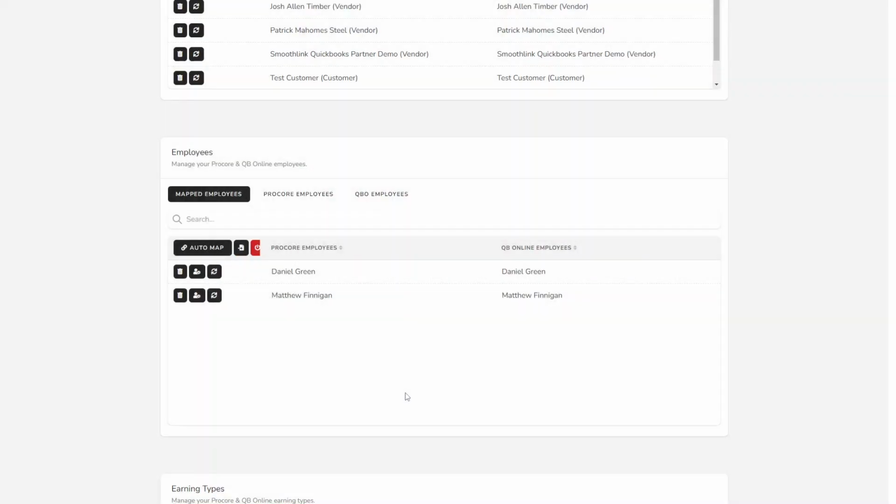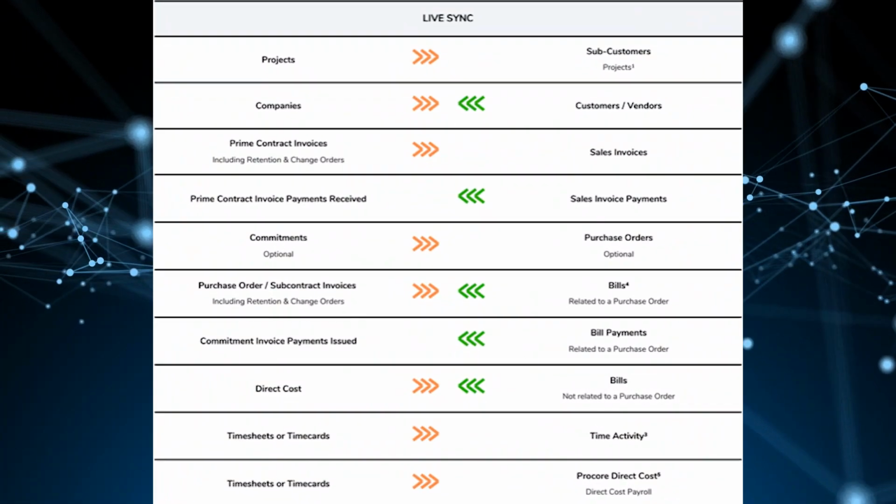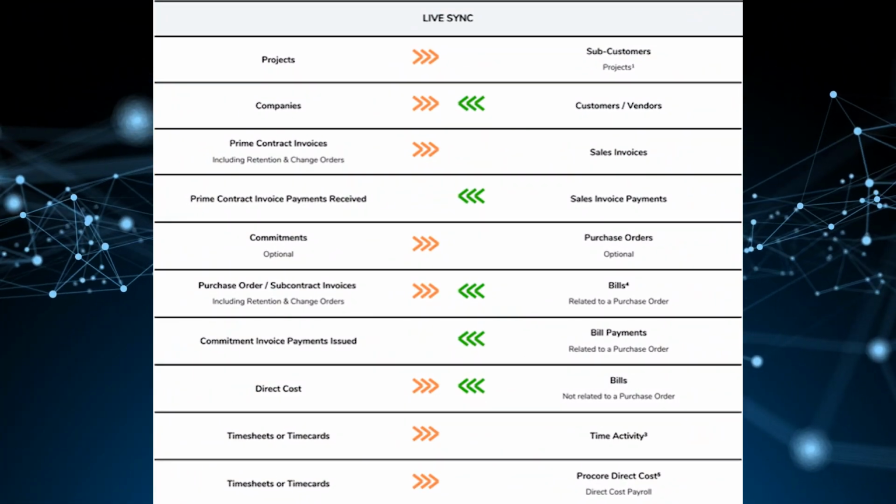Note that this is the manual setup for the earning rates. This can also be done using a spreadsheet to set up the earning rates configuration for all your employees at once. Now, we'll look at how the syncing between Procore and QuickBooks works when the integration is live.